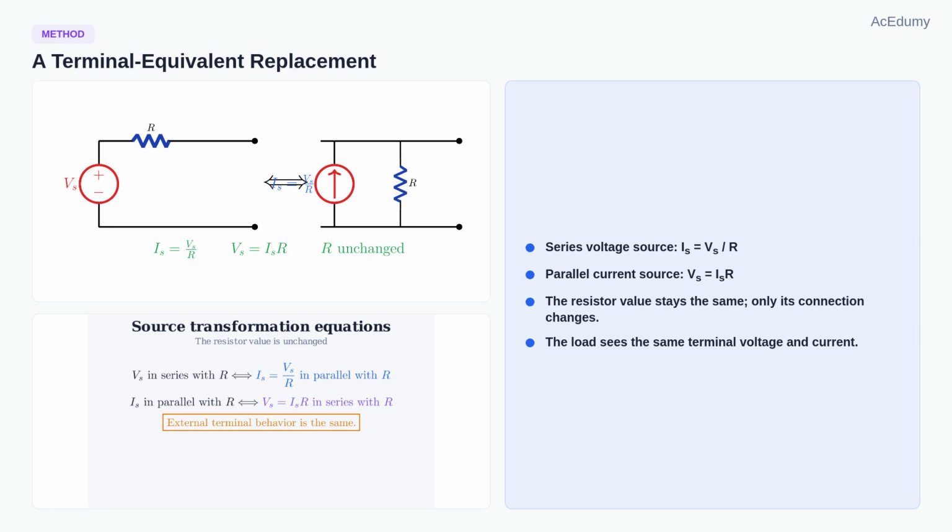In the reverse direction, a current source Is in parallel with R becomes a voltage source Vs equals Is times R in series with R. Only the external behavior is preserved, so the load connected to the terminals sees the same voltage and current.